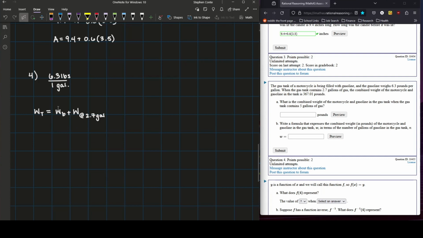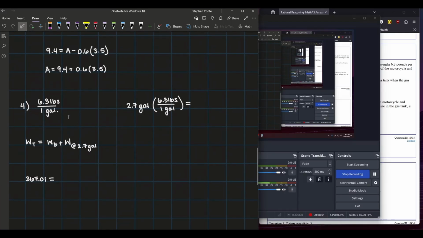So, to find the weight of the bike, we're going to plug in our total weight here, which is 367.01. And I need to figure out what this weight at 2.7 gallons is. I'm told that there's 6.3 pounds in 1 gallon, so I want to know how many pounds there are in 2.7 gallons. So we can do dimensional analysis. If I take 2.7 gallons, I want to convert that into pounds. I know 6.3 pounds over 1 gallon.